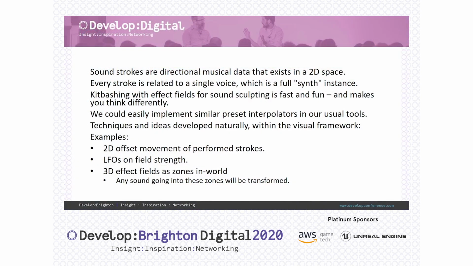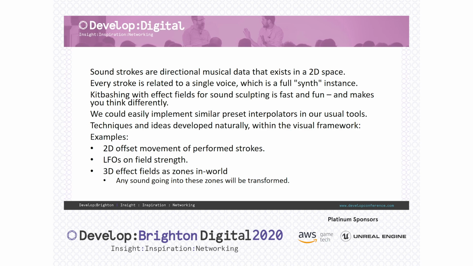So sound strokes are this directional music data that exists in a 2D space, and every stroke is related to a single voice in our synthesizer, which is actually an instance of the whole synth that we've built. And yeah, you kit bash these effect fields, and it's fun. It's a bit like sound sculpting and makes you think differently about music making. And I think this is kind of a cool thing we could actually add to our normal tools.